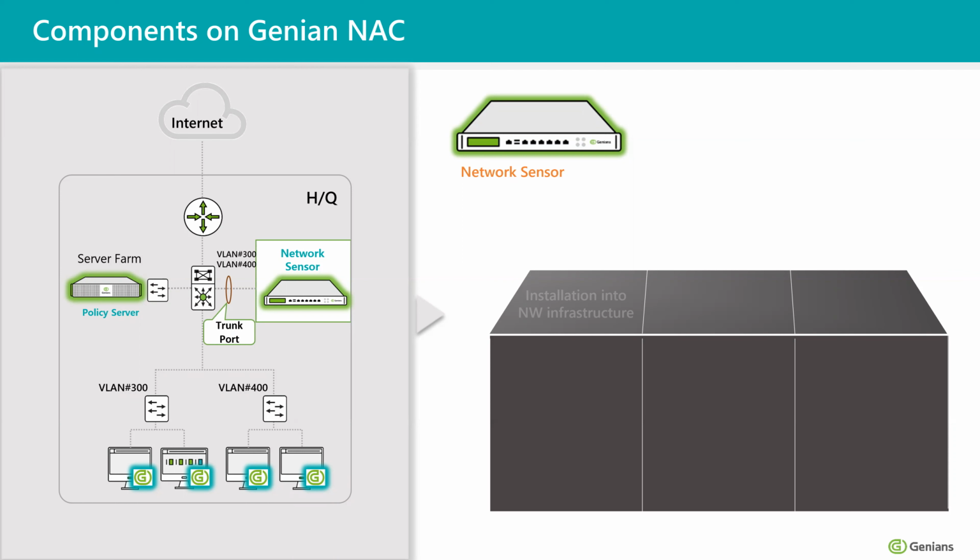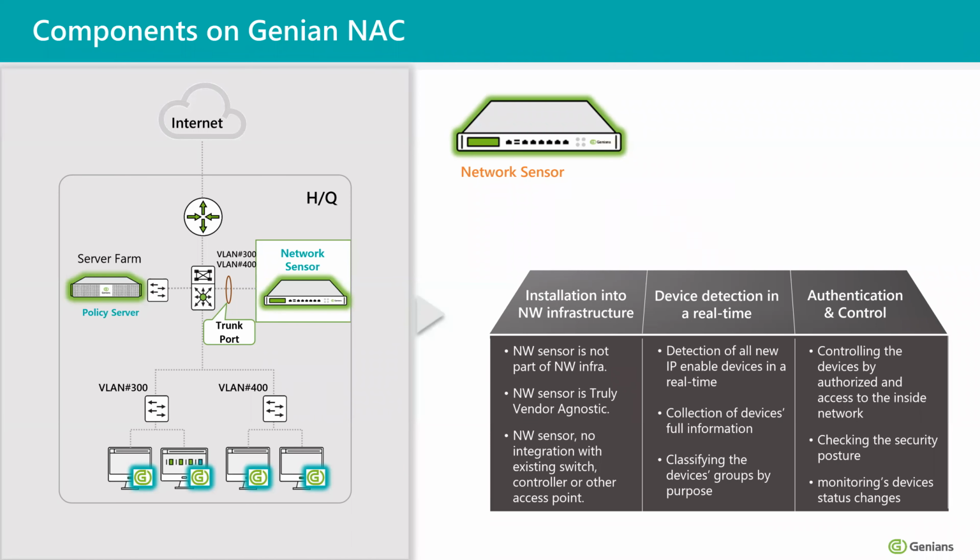There are three key features of the network sensor. First, it is installed into your network infrastructure with no vendor dependency. Second one, detect devices very in real time. Third one, authentication and control. Today, I just shortly tell you about the key features of the network sensor. In the next webinar, I have prepared a webinar themed about the network sensor, so I'm going to fully explain the network sensor, how it deploys and works, what the difference is, and the key benefits over others.